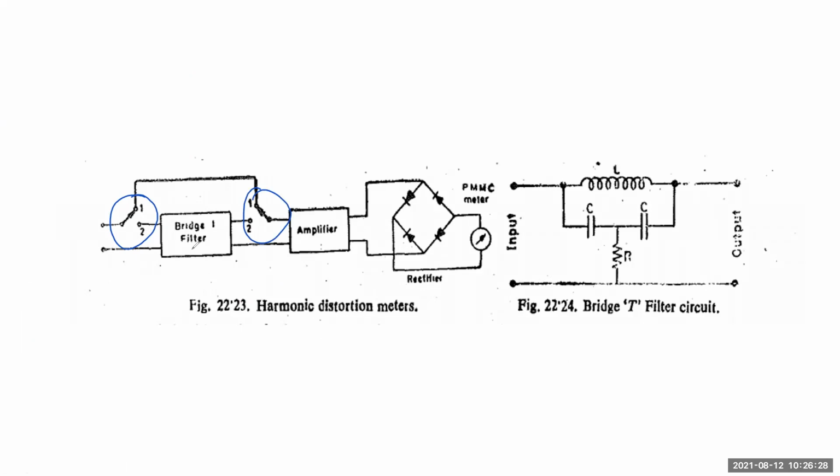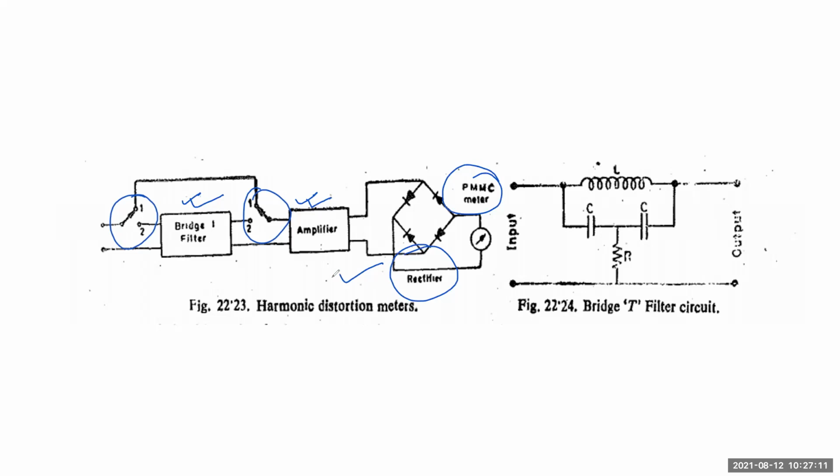There is a notch in the filter which rejects the fundamental frequency component, and the meter reads the RMS value of the harmonics only. Thus the meter indicates the percentage distortion directly. In this figure, you can see there is a bridge filter and an amplifier. With the amplifier, a PMMC meter and a rectifier are connected. So this is the harmonic distortion meter.